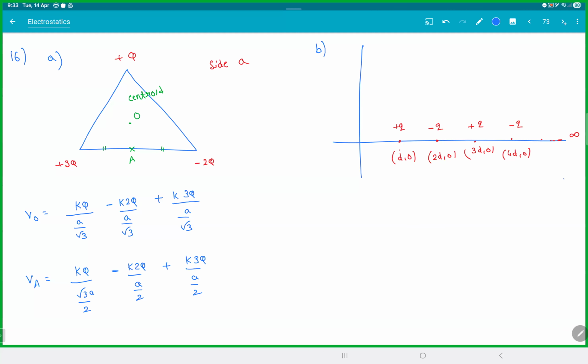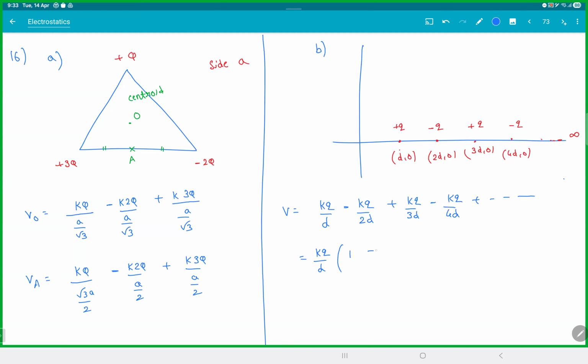See, what is the potential? So this will be KQ by D minus KQ by 2D plus KQ by 3D and so on. If you take out KQ by D common, you end up with 1 minus half plus 1 by 3 minus 1 by 4 and so on till infinity.